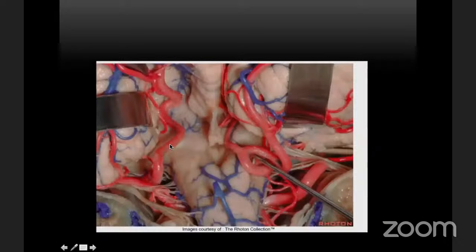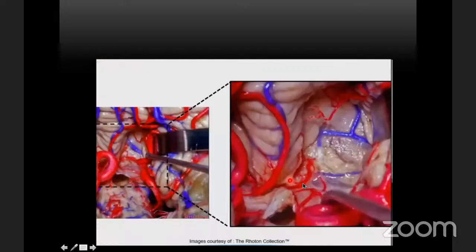So that's the loopy nature of the PICA that I was talking about. Because of the loopy nature, you can mobilize the vessel medially or laterally, depending upon where you want to access. If you want a lateral access, you can mobilize it medially. If you want a medial access, you can mobilize this artery laterally. So that's why early recognition of this vessel is important when you're operating in the fourth ventricular area.